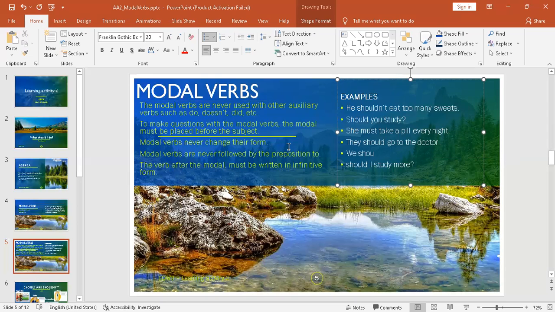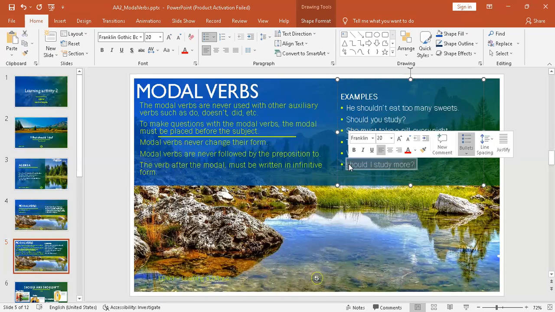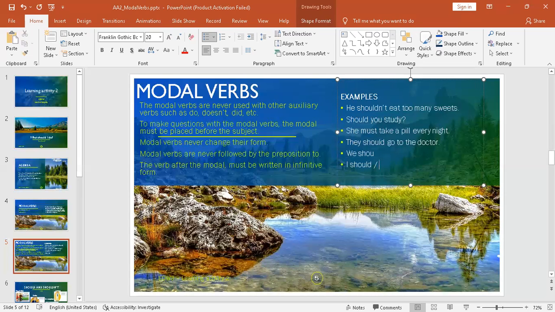Modal verbs never change their form. Es lo mismo que yo diga I should, you should, she should, he should. Remember that in the present simple we have two conjugations. The main verb has two conjugations. You have the first one, which is the verb as it goes. I run, you know, like with I, with you, with we, with they. We use one conjugation, and that one is the same.